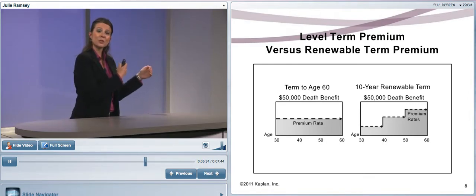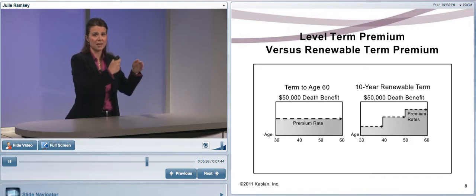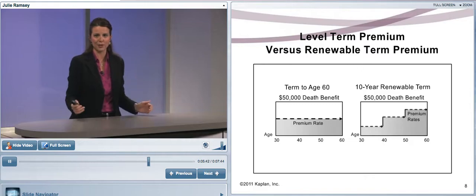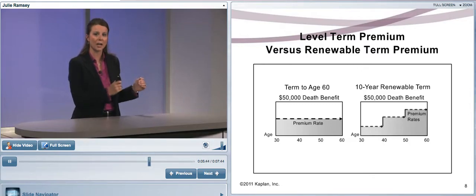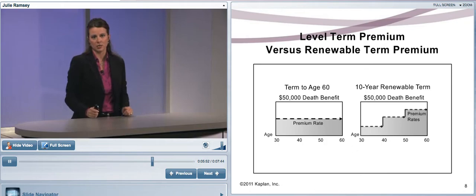Now let's look at the 10-year renewable term. The policy renews every 10 years. Now we said when it renews, there's no underwriting. We don't care what your health is, we will renew it. But what happens to the premiums? They increase every year. So if it's 10-year renewable term, it will probably renew for another 10 years.